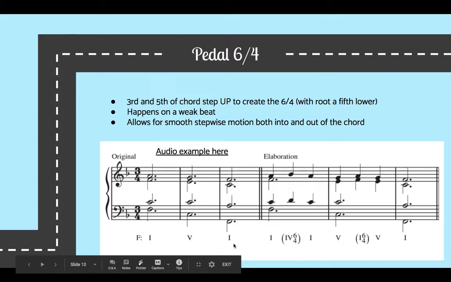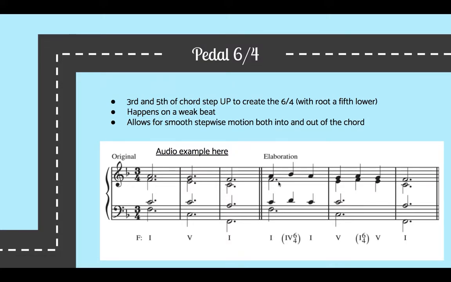If we want to spice that up a little bit without changing the overall functional harmonic narrative of what we've got going on here, we can stick these pedal 6/4s in. So we're in F major, so we've got our F repeated, our A, and our C. We're going to hold our F through the whole measure, and we're just going to step the 5th of the chord up and the 3rd of the chord up. That's going to create that 6/4 chord.